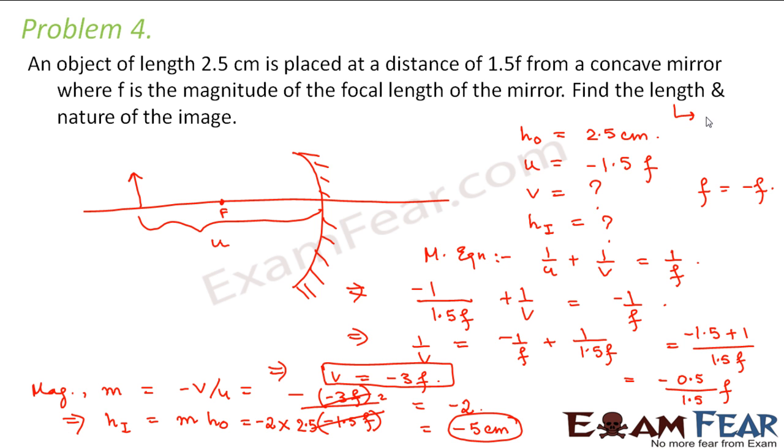So what is the length of the image? Length of the image is equal to 5 centimeters. And what is the nature of the image? When I talk about the nature, this negative sign shows that the image will be formed below the principal axis. So that is inverted. So the image would be inverted. The image would be real. And since the magnitude of the image is greater than that of the object, the image is enlarged. Right? Okay.